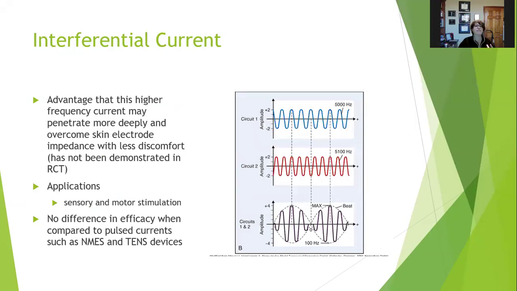Interferential current, the advantage of it, the higher frequency current, is that it may penetrate more deeply. It hasn't been proven. It's not been demonstrated in a randomized controlled trial, but it's thought that it may penetrate more deeply and overcome skin electrode impedance, which is that resistance in biological tissues, with less discomfort. So that's the idea of IFC. It has not been proven, but that's what's thought might happen.